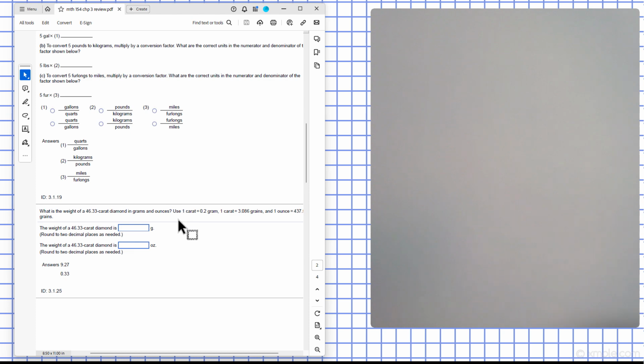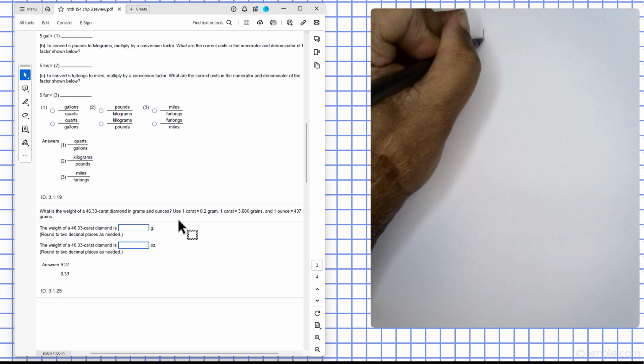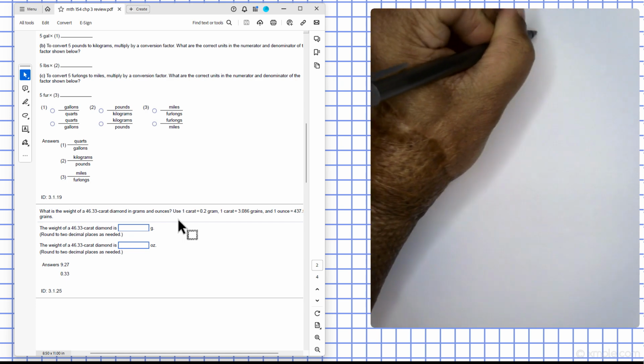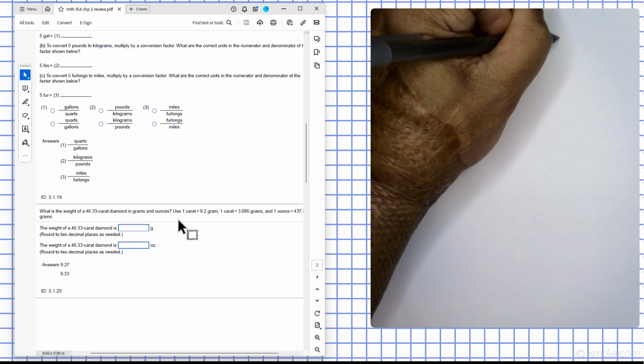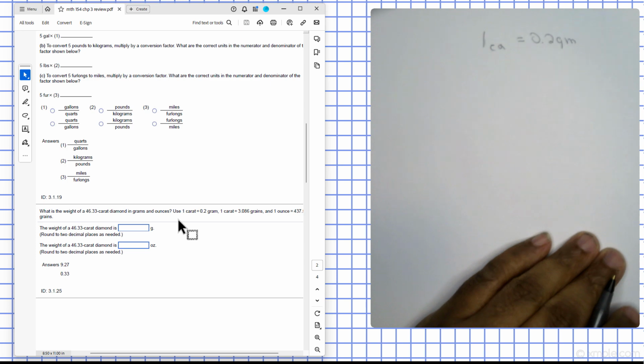So they give us an equivalence here. 1 carat is equal to 0.2 grams. So we have a direct relationship there between those two. We go from carats to grams easily.